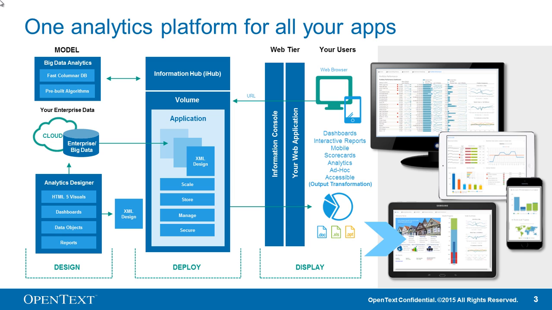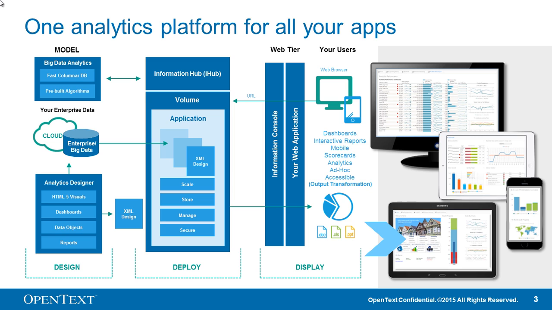Let's start with deploy. The OpenText Information Hub, iHub for short, is an enterprise-grade deployment server for secure, interactive analytic applications and is the foundation for standalone and embedded applications in the OpenText Analytics product stack. iHub brings information designs to life, making them interactive, personalized, and trackable. The web tier allows you to display your content. Our APIs make it easy to embed visualizations in any app or device.